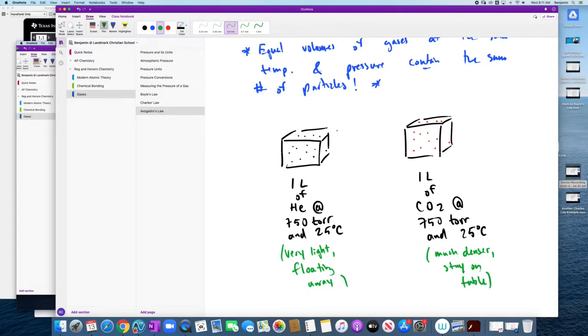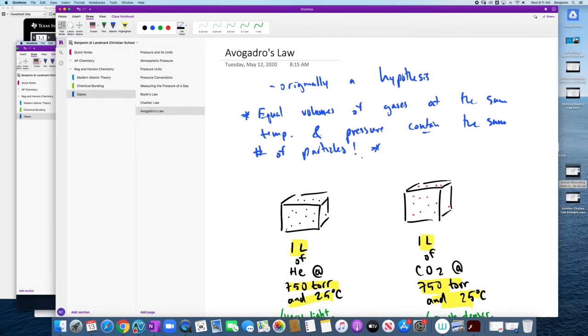Okay, so in one sense, these gases seem very similar. Same volume, same pressure, same temperature. But they do contain different gases. This one, very, very light. This one, kind of heavy. And so Avogadro had this interesting idea. He says, since they have the same volume, temperature, and pressure, they have something else in common, and that's the number of particles, even though we can't see them.